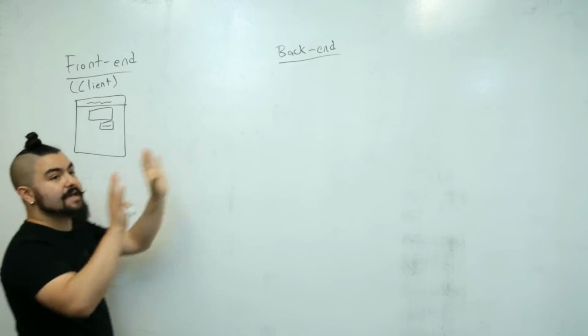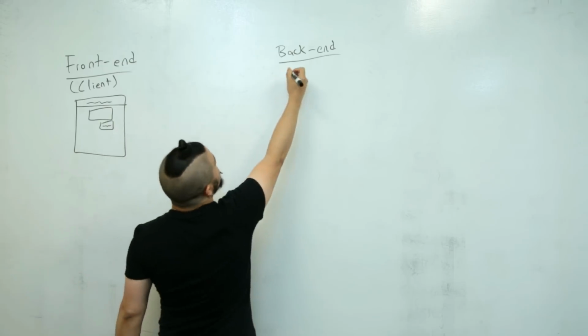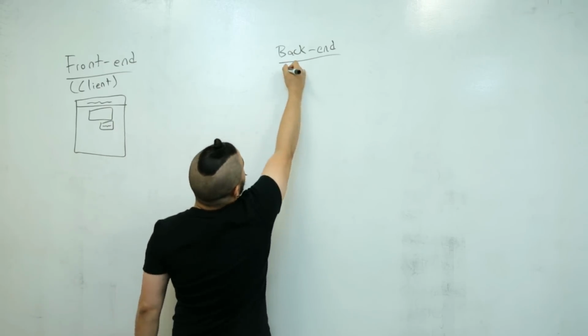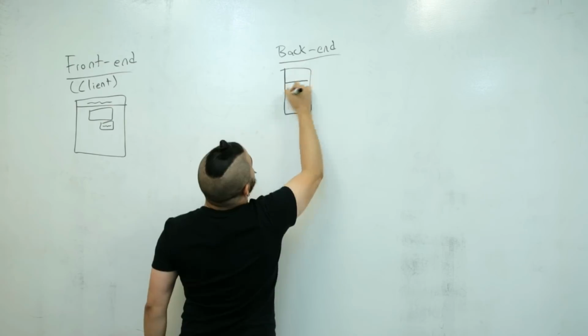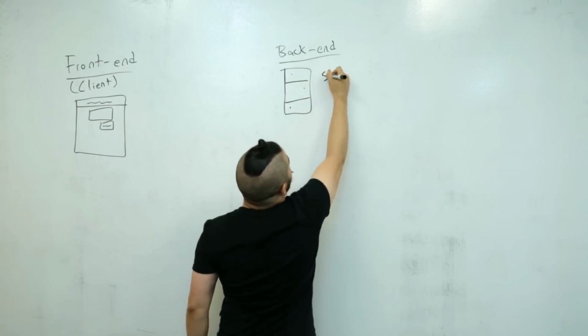So there's also the back end. And here we're going to have a couple different backend servers. So the first one will be known as the static file server.